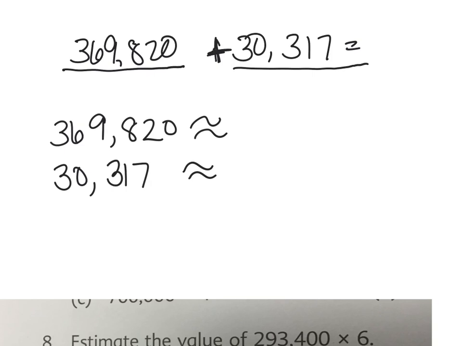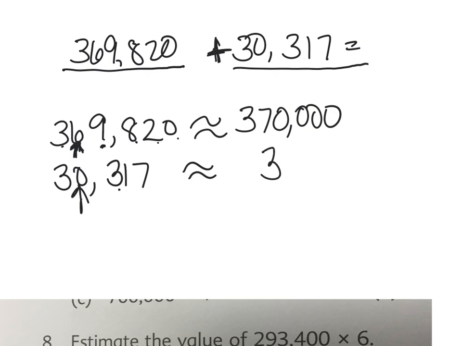So if I'm going to estimate 369,800, that is about, if I'm going to round to the 10,000, does the 9 have enough power? Yes. So I have about 370,000. Now I look at 30,317. Let's round to the 1,000. Does 3 have enough power? No. Now I have 30,000.